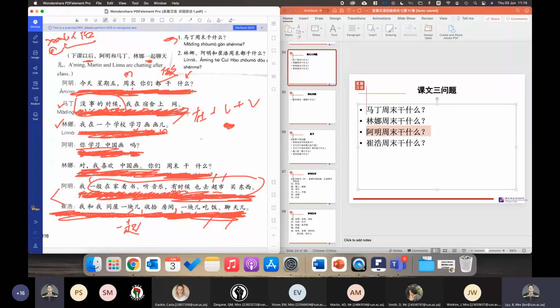In the second last sentence where it says 我一般在家看书, could I say 我平时在家看书? Same thing. 我常常在家看书, same thing. Same. Thank you. No problem.